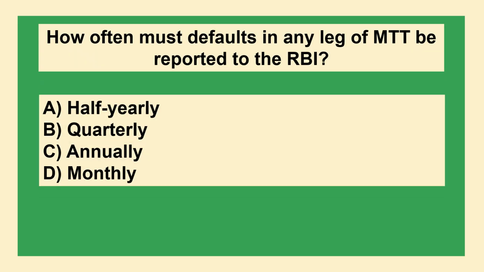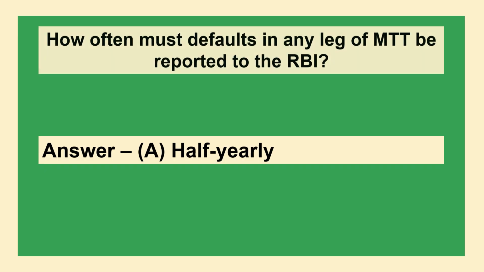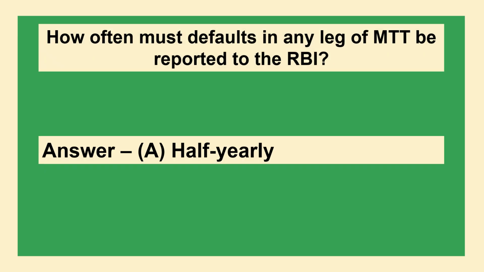How often must defaults in any leg of MTT be reported to the RBI? Option A, half yearly. Option B, quarterly. Option C, annually. Option D, monthly. The answer is option A, half yearly.